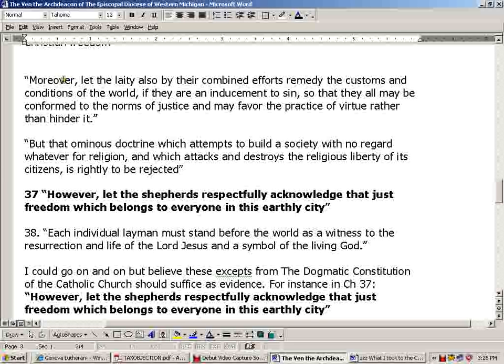Moreover, let the laity also in their combined efforts remedy the customs and conditions of the world, if they are an inducement to sin, so that they all may be conformed to the norms of justice and may favor the practice of virtue rather than hinder it.